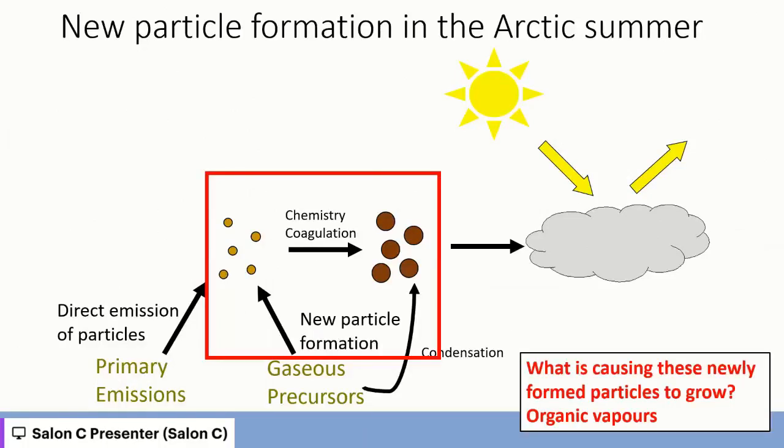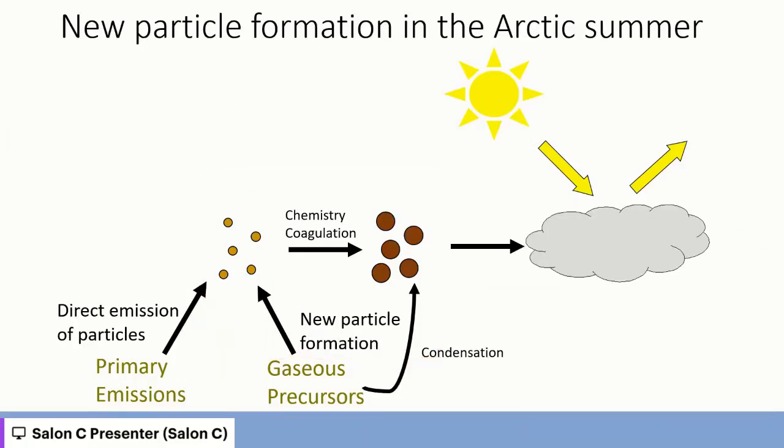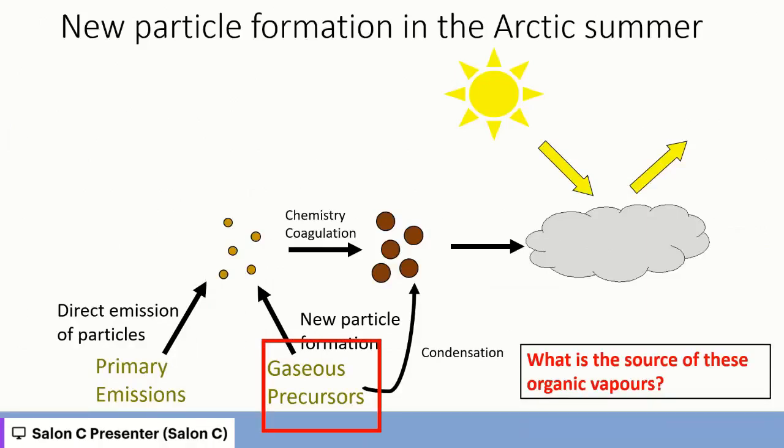So I think we can at least answer this first part. What is causing these newly formed particles to grow? It looks like they're organic vapors, at least over these 2 measurement years that I'm showing you. But then the next question is, where are these organic vapors coming from? Like, where are these gases coming from?